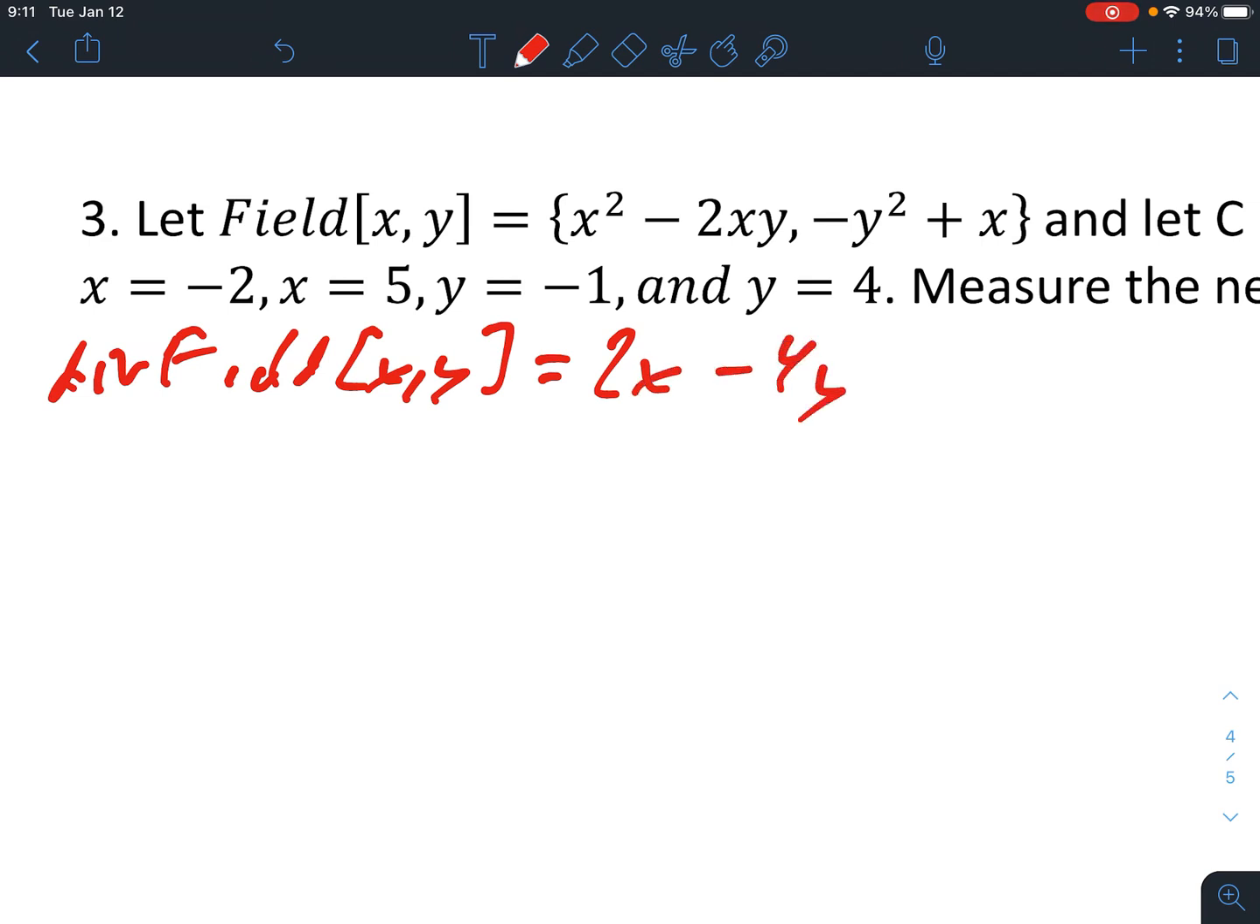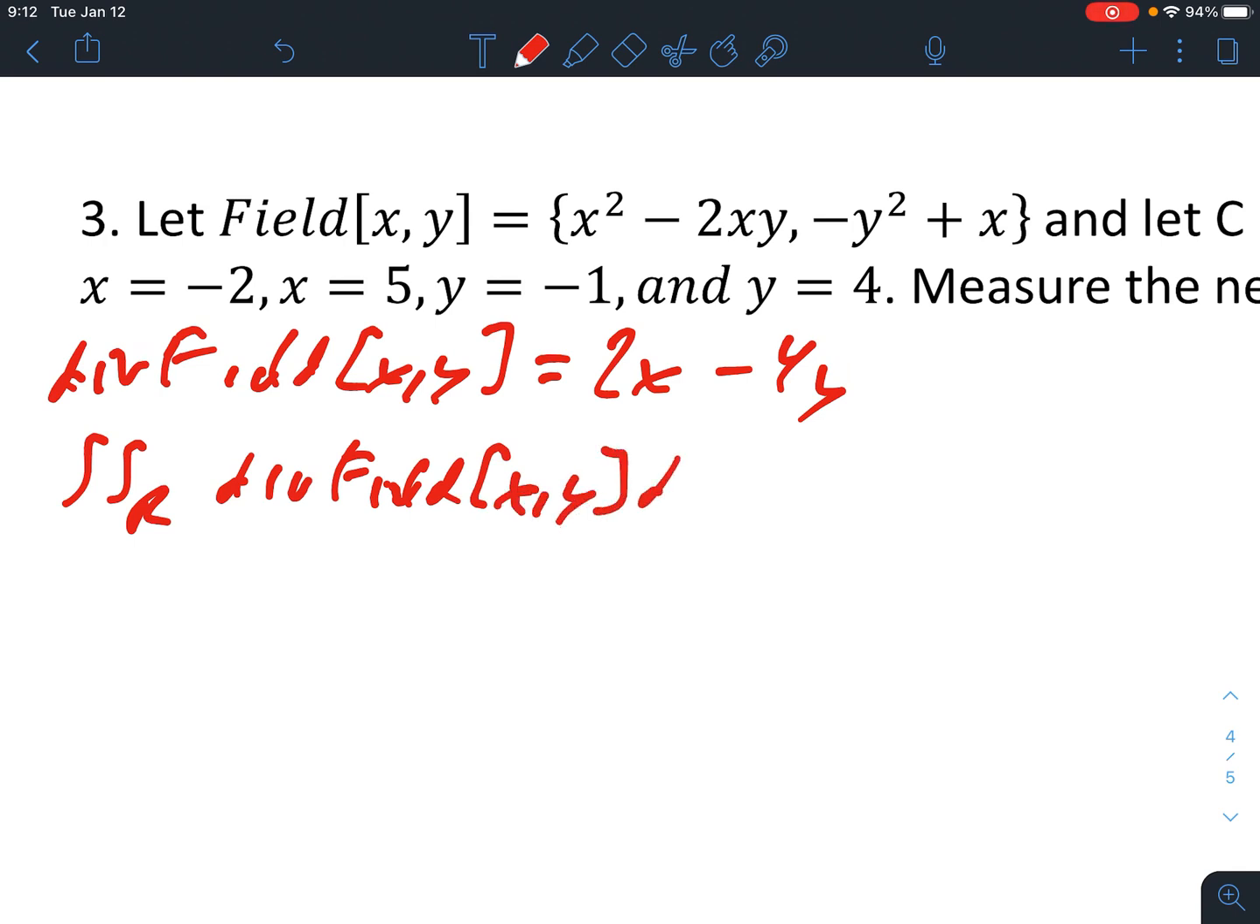2x minus 4y. Unfortunately, this is not always positive or always negative. So we cannot just say it's going to always be positive or always be negative. We actually have to calculate this. Okay, so we're going to take the double integral over the region R of the divergence of the field, and we'll see what we get back.